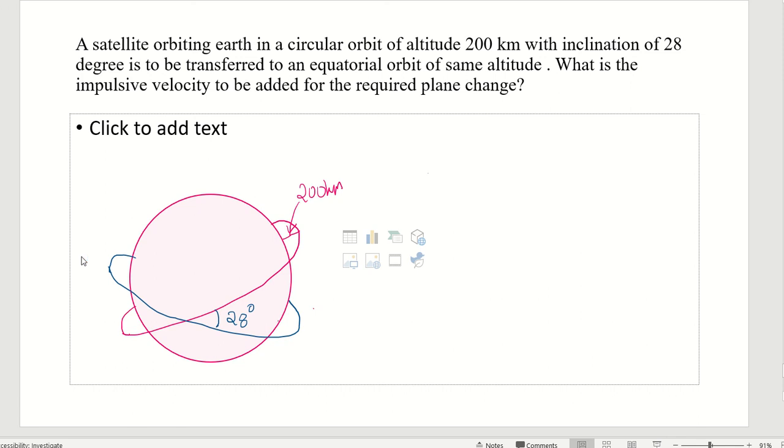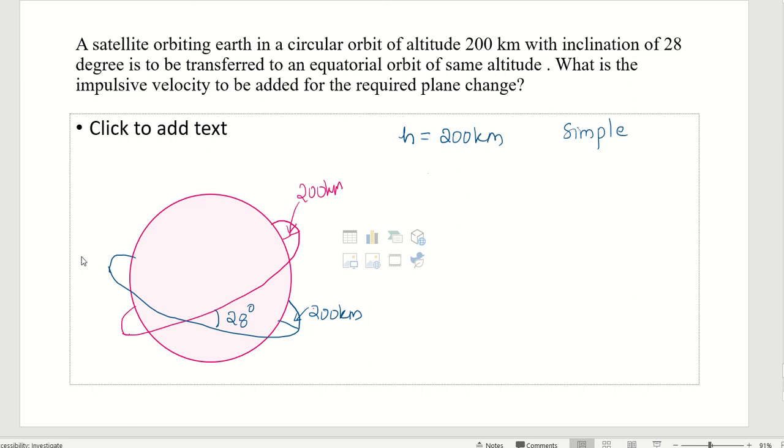Size is again 200 kilometer. So for both orbits h is equal to 200 kilometers, so the velocity will be the same. The magnitude of velocity is not changing, only the direction of velocity is changing. So we can use the simple plane change, so we can perform the simple plane change.